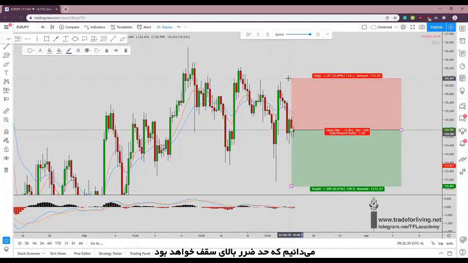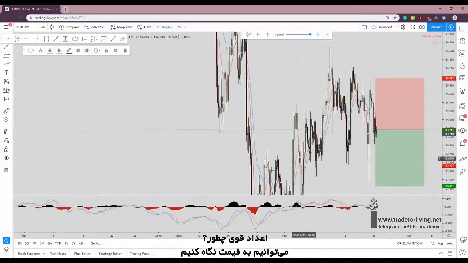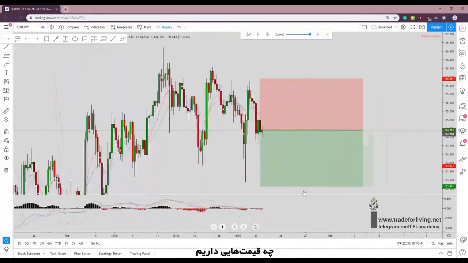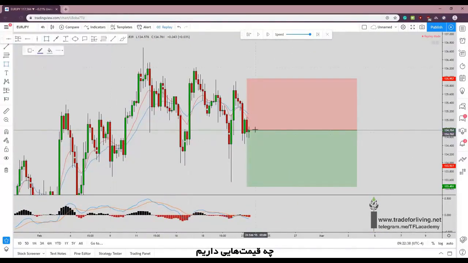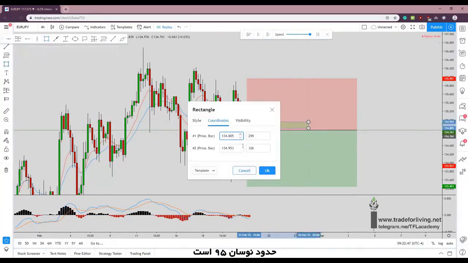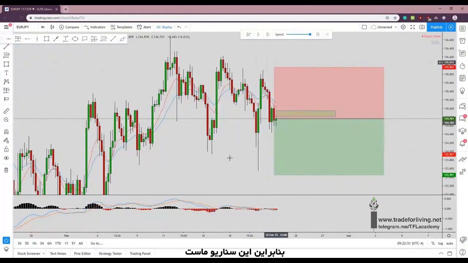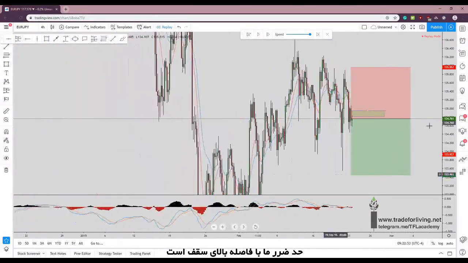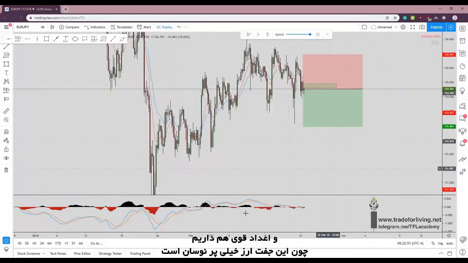Our stop loss, we already know it. It will be above the high. What about our strong numbers? We can just look at the price. What kind of prices do we have? 76, very simply, it's 80. And what is the stop loss number of 80? Basically, the slippage number is 95. So this will be the scenario. Our stop loss is way above. We have our strong number, especially because this is a very volatile pair.